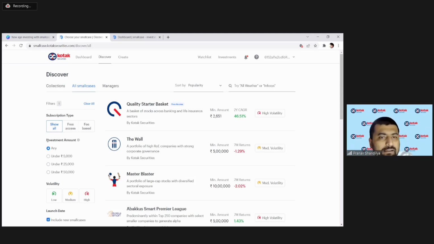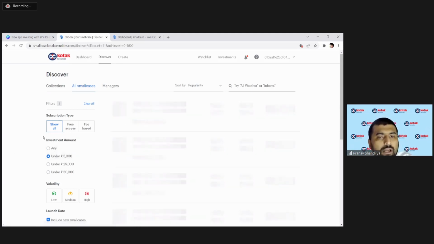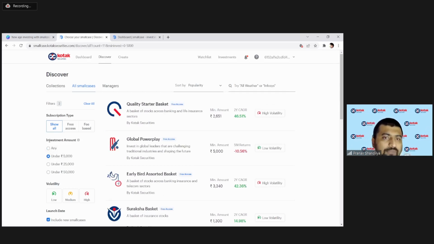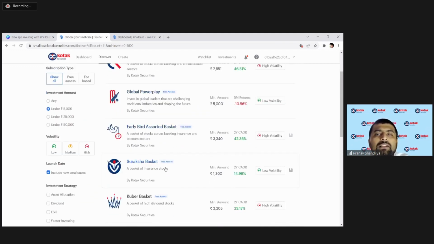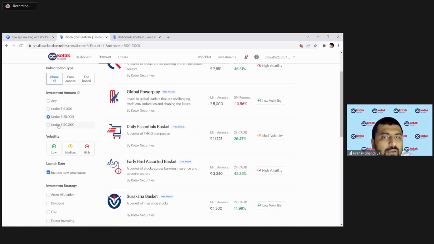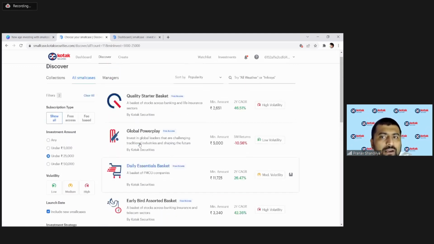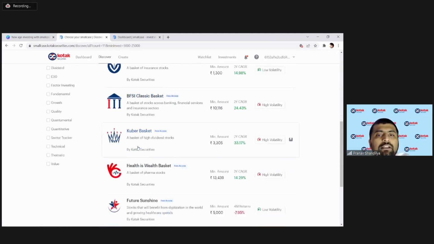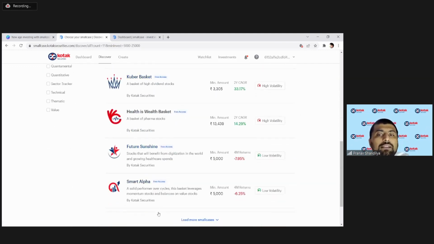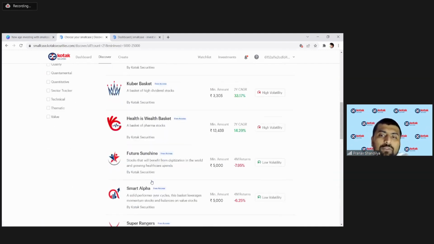In that case, under investment amount, you can head over to the left side. Under investment amount, you can click on under 5,000. When you click on that, you will be able to see only small cases where the minimum ticket size starts from under 5,000 rupees. Similarly, if you wish to see small cases under 25,000, you can click on under 25,000 and the system will display all those small cases which have been listed with under 25,000 of ticket size.